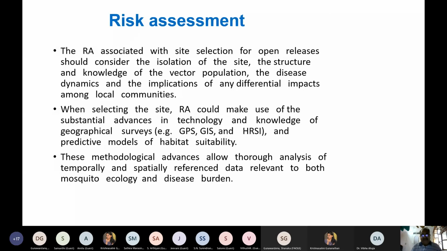These methodological advances allow thorough analysis of temporally and spatially referenced data, both in time and in space. Whatever data had been collected will all be used for selecting the site, in consonance with the biology and the ecology of the mosquito in reference.